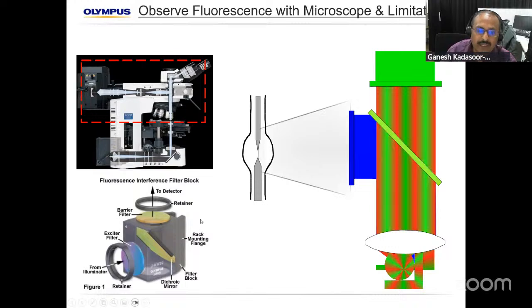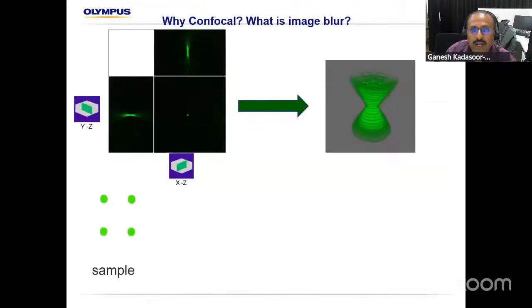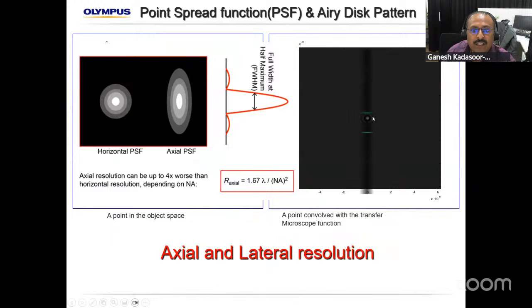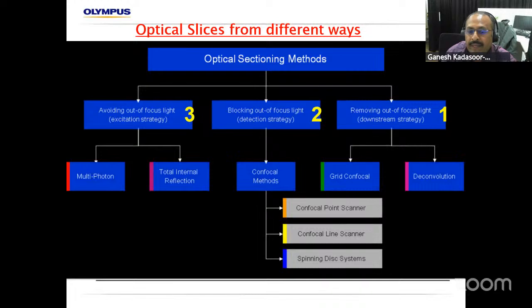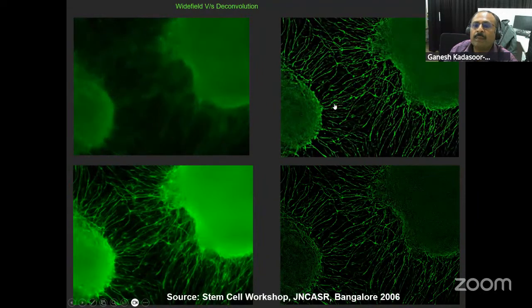All these things are done by a small box called a filter cube. Similarly, there are different filter cubes for different colors. And finally, when you observe it, what happens? You see a small spot, but because of a phenomenon called diffraction, it will give you a point spread function. Because of this point spread function, your image will never look sharp, it will be hazy. So in order to make it sharper, there are different techniques. One such technique is called deconvolution. So this is an image where you collect a blurred image. When a software processes it, it makes it sharper.